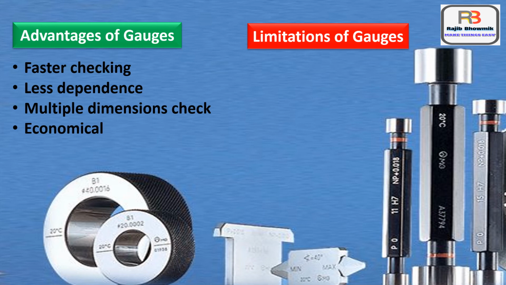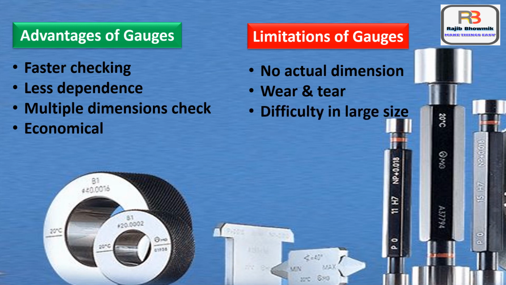Now let us understand what the limitations of gauges are. Exact value of product dimension cannot be known. Accuracy of gauges is affected due to wear and tear over a period of time. It is useful only for similar products because it is difficult to manufacture and maintain large size gauges.